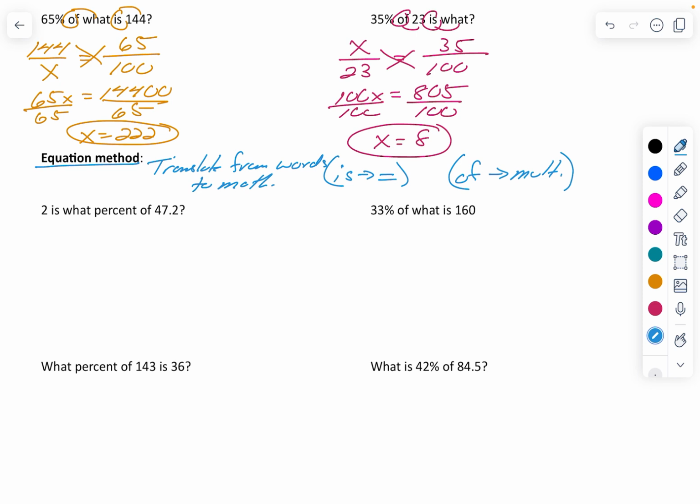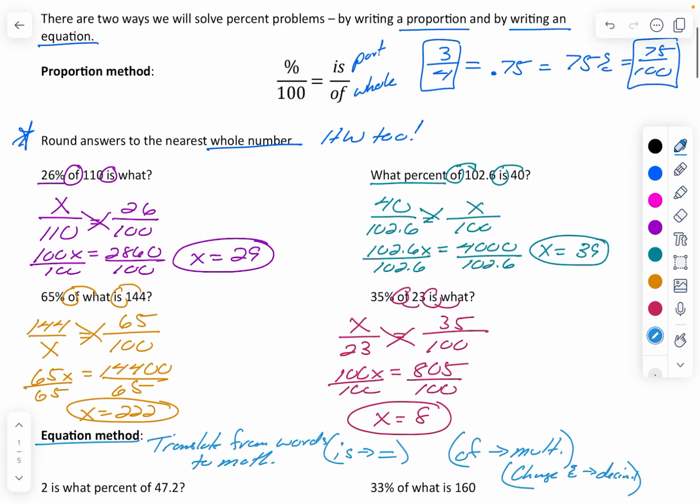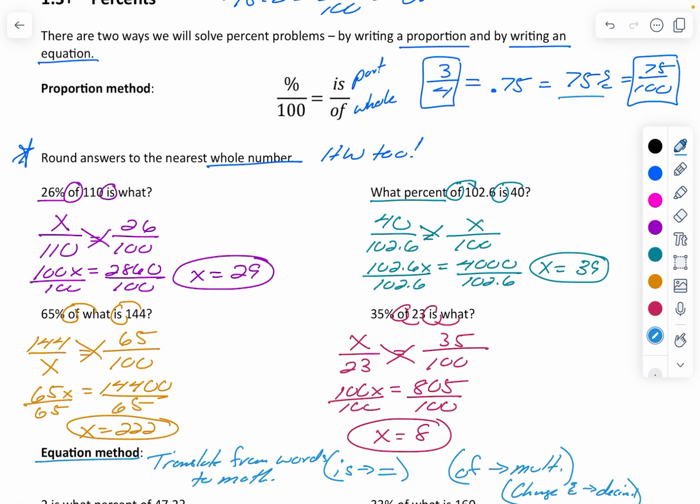Also, we need to change our percent to a decimal, because now we're not doing over 100. We're going to just change it to its decimal form, like up here, this is equivalent to that. We move that decimal place, divide by 100, move it 2 places to the left.